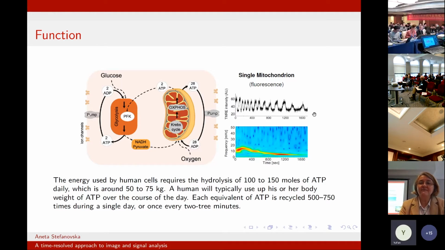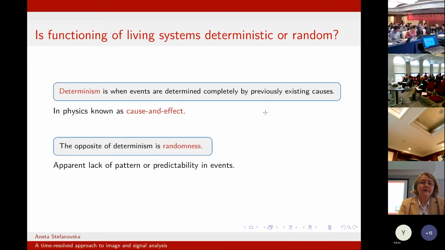This is the time evolution of the recording made over some 1,600 seconds, which is quite a substantial amount of time. And here you can see a time-frequency representation, and you can see that the frequency of these oscillations is not clock-like, it's not perfect. So is the functioning of a living system deterministic or random?